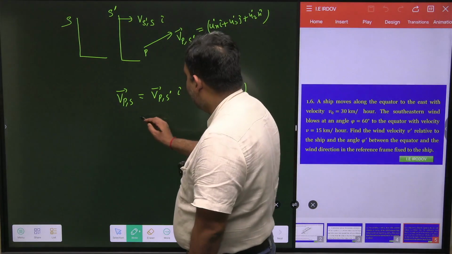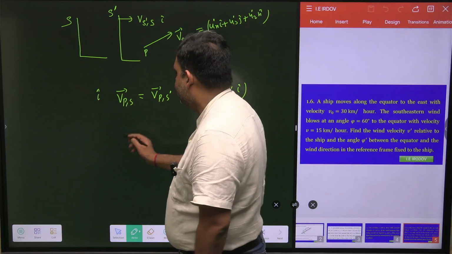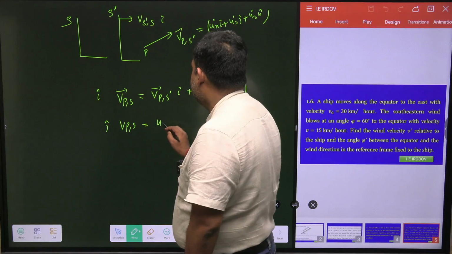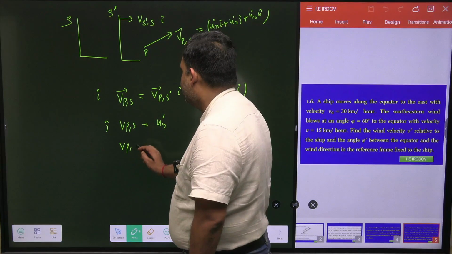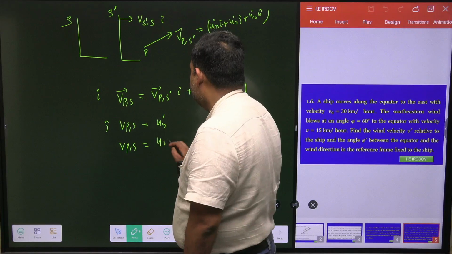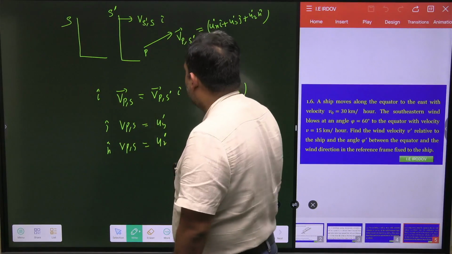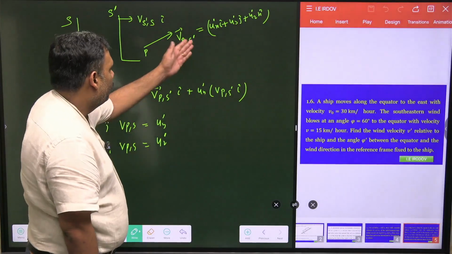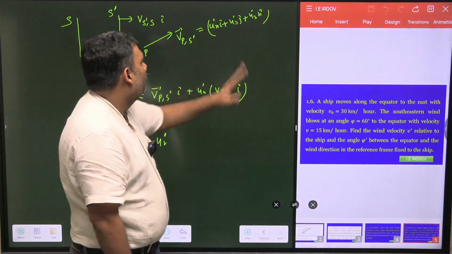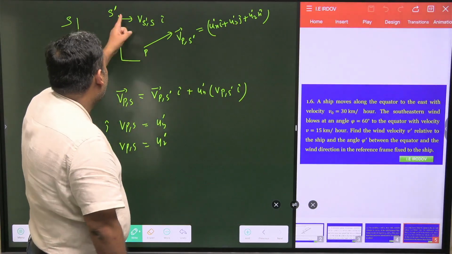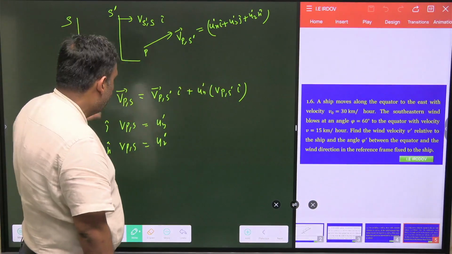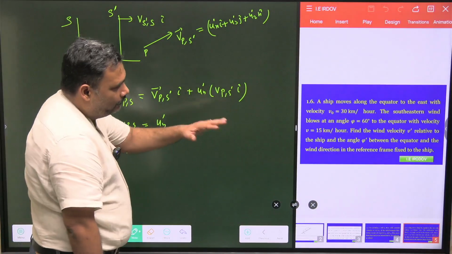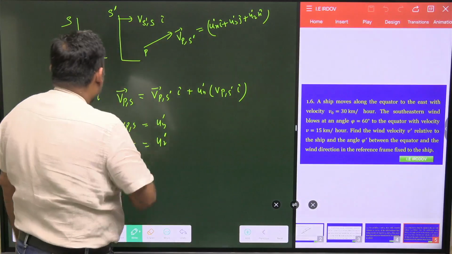This is the complete velocity in the I cap direction. The velocity of the particle with respect to S in the J cap direction is exactly Uy dash, and in the K cap direction is exactly Uz dash. So this is the whole story we have to understand. The particle's velocity with respect to S dash can have any component x, y, z, but here we are fixing S dash with respect to S along the I cap direction, so we can go for this particular formulation. Let's see what is given in this problem, and we will use this algorithm.